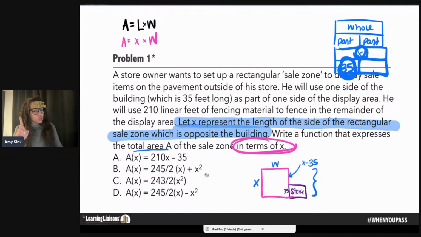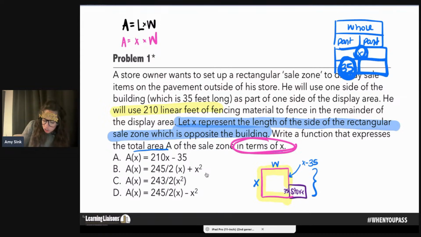They don't usually give us information that we're not going to use, other than like the extra words. But usually the information they give us is going to be used. Not all the time, but usually. So we know that the perimeter is going to be 210 almost. So the fencing is 210 and then plus the store is 35, right? And you can approach this in two different ways.